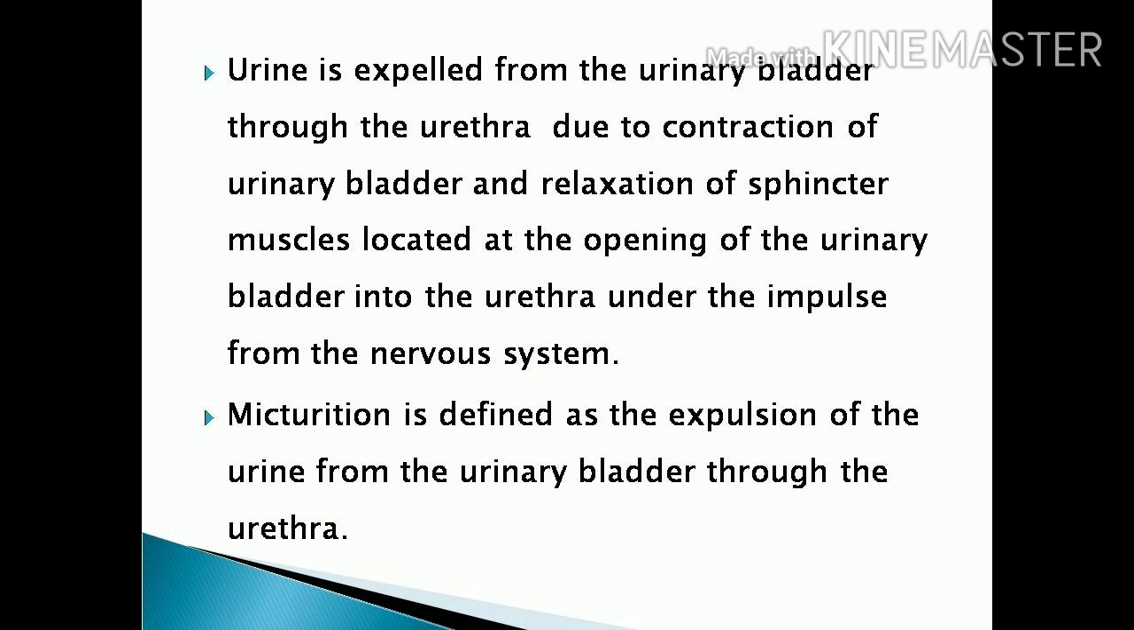And this takes place under the impulse from the nervous system. This process is called micturition. Micturition is nothing but the expulsion of the urine from the bladder through the urethra. It takes place under the influence of the nervous system.